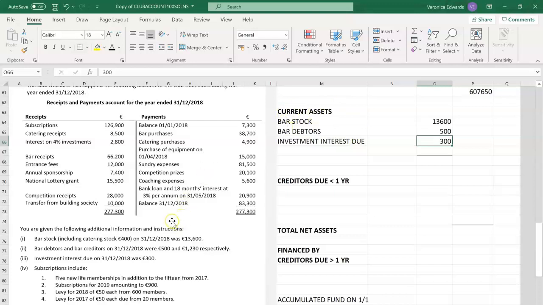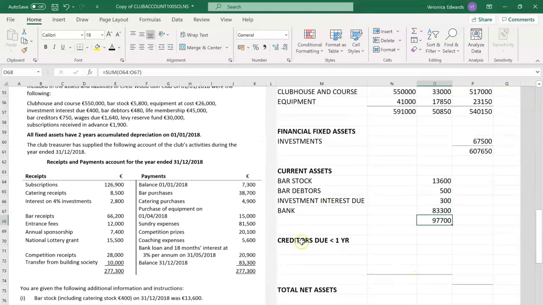There's one other one here that we need to be aware of, and it's the closing balance on your receipts and payments account. Because the closing balance is here, it means your payments must have been less than your receipts. If your payments are less than your receipts, that's money left over, okay? So I'm putting that in here as a closing bank balance of 83,300. If we add our current assets, they amount to 97,700.